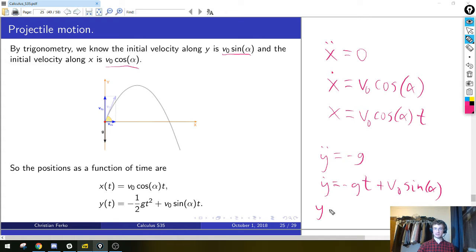And again, anti-differentiating y is going to be minus a half g t squared plus v naught sine alpha t. Same stuff. So that gives us those two positions: v naught cos alpha t, and minus a half g t squared plus v naught sine alpha t. So that tells us where in both x and y our bullet or javelin or whatever is at each point in time.